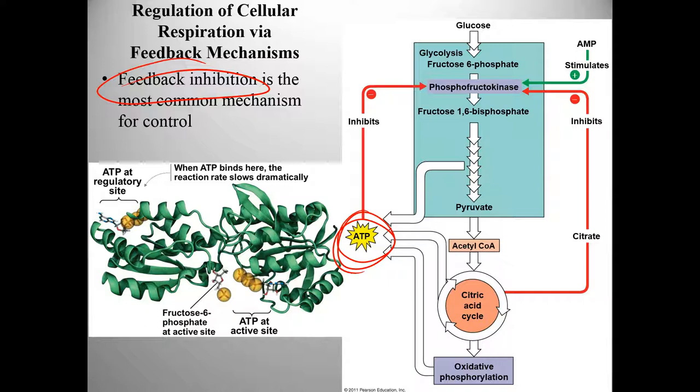In this case, ATP can act like a negative regulator of glycolysis. Here you have the conversion of fructose 6-phosphate to fructose 1,6-bisphosphate. We have an enzyme called phosphofructokinase. Kinase, so you're phosphorylating something. In this case, you're phosphorylating fructose 6-phosphate, adding another phosphate group to that molecule. So ATP binding to that enzyme can actually slow down and stop glycolysis, so you don't make any more pyruvate.